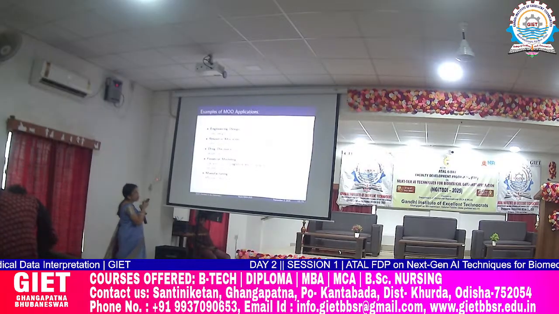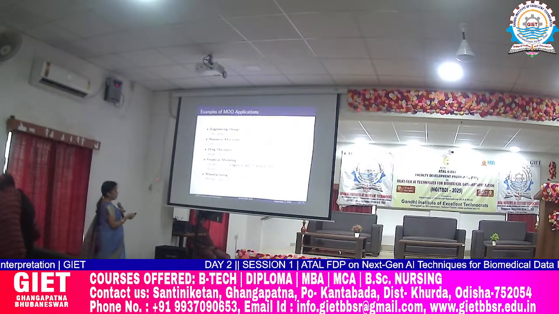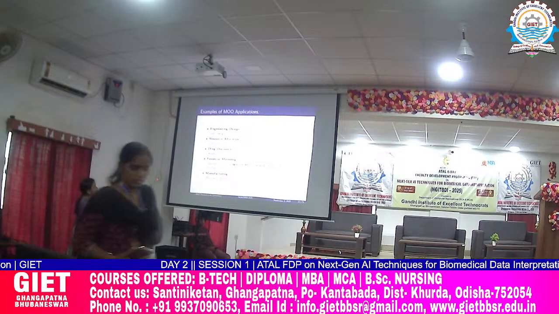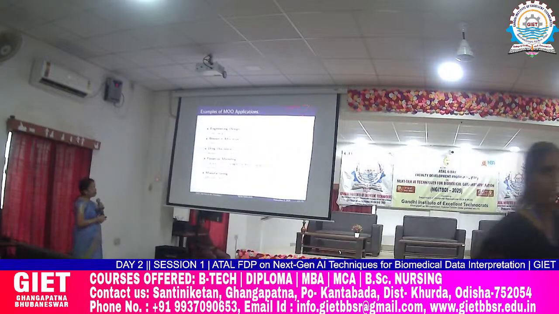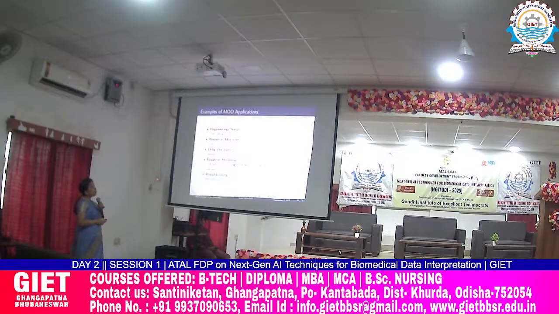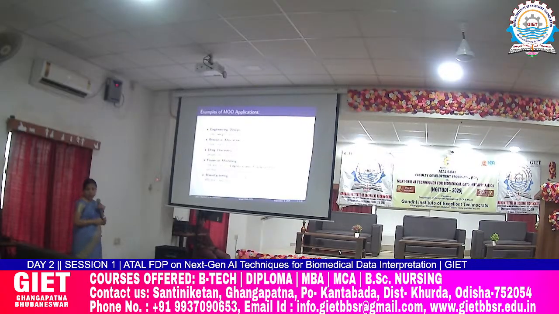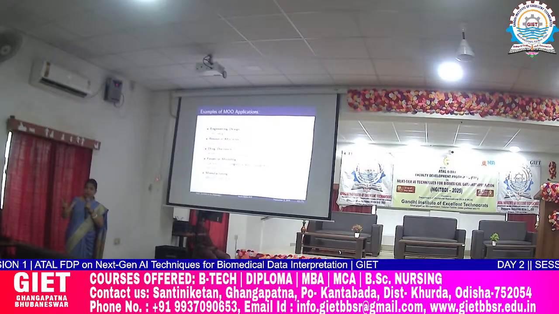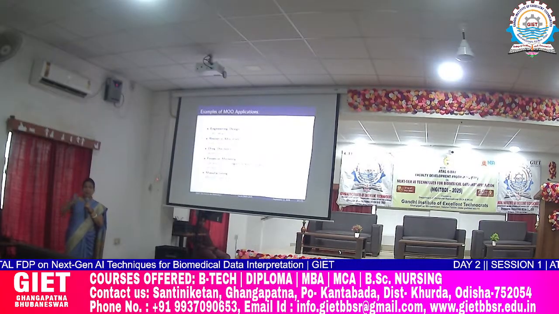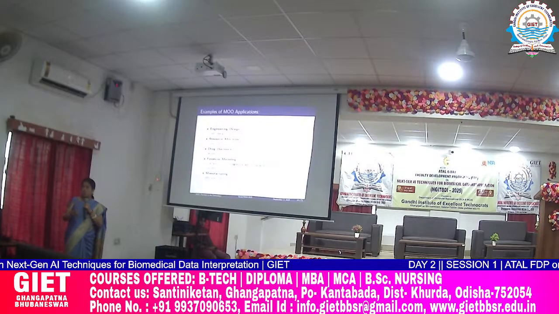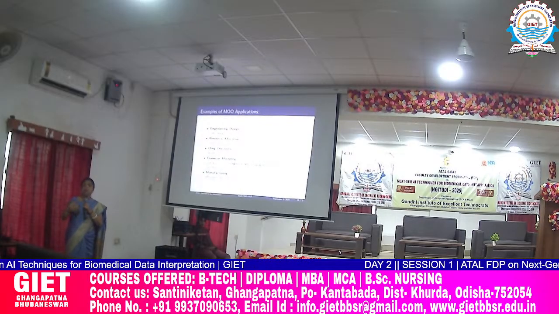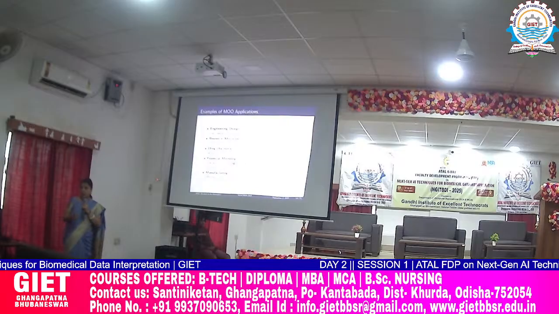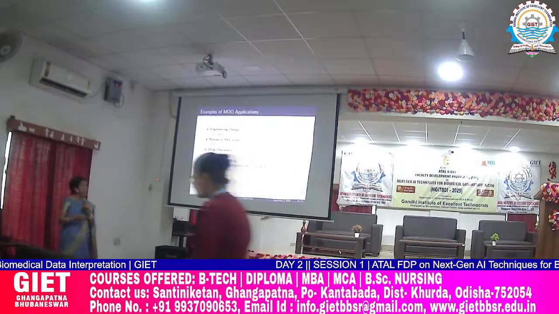Now, examples: I have already given so many. For example, if you want to design some machines or do engineering design, you want to maximize performance. Suppose you want to design one machine. You want to maximize its performance, but minimize its weight, minimize its cost, and minimize its fuel consumption. So these are multiple objectives.